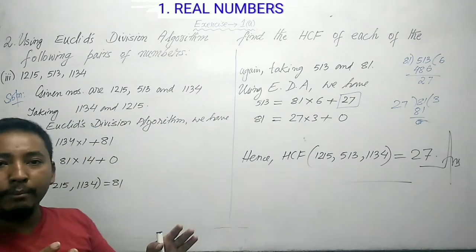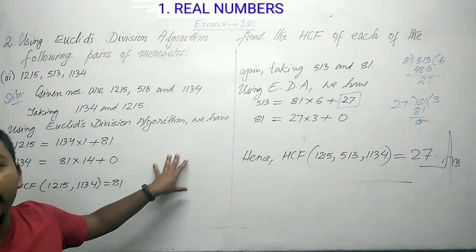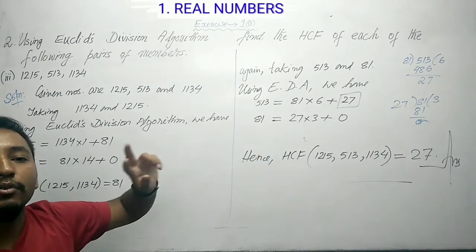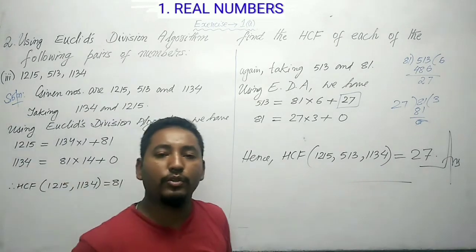So if you have two numbers or if you have three numbers, the method is same. Of course, when you have three numbers, the method is doubled. You have to do it 2 times, and when you have two numbers, it's simple, it's easy to solve. Let's move on to the next question.